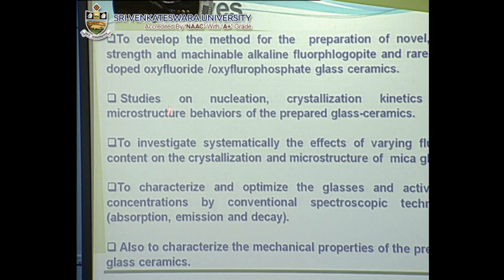Now, the objectives of this work. To develop a method for the preparation of novel high strength machinable alkaline fluorphlogopites and rare earth doped oxyfluoride glass ceramics, and to study their nucleation, crystallization behavior, microstructural behavior, and also physico-mechanical behavior. Also to investigate the effects of varying the fluoride content on the crystallization as well as the microstructural behavior. Also we characterize and optimize the glasses and active ion concentrations by conventional spectroscopic techniques like absorption, emission, and decays.